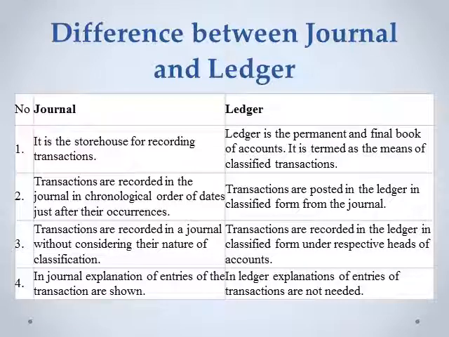In the journal, an explanation of the entries of the transaction is shown, while in the ledger, an explanation of the entries of the transaction is not needed. That's all for journal and ledger.